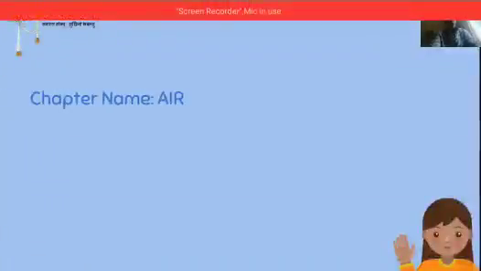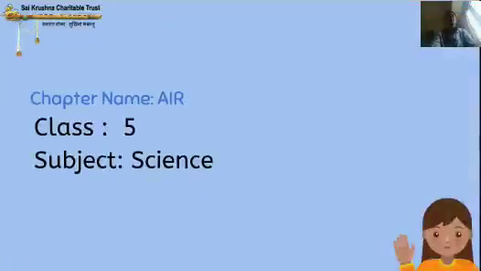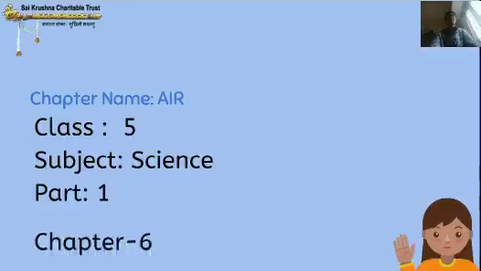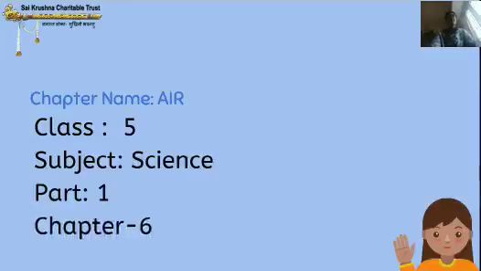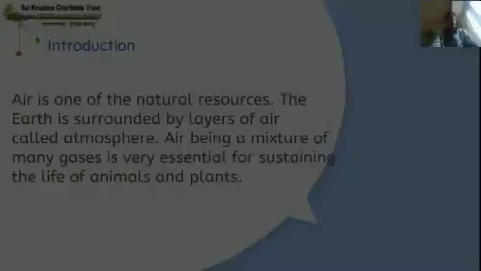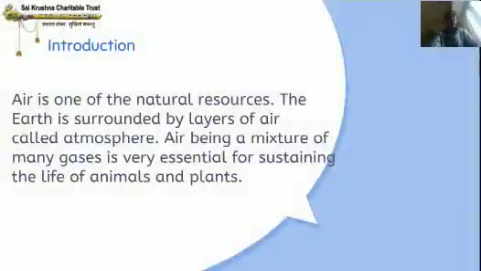So, today I'll be teaching you a new lesson, Air, Class 5, Subject Science, Part 1 and Chapter 6. Now, we will understand the introduction of the lesson Air. Air is one of the natural resources. The earth is surrounded by layers of air called atmosphere. Air, being a mixture of many gases, is very essential for sustaining the life of animals and plants.